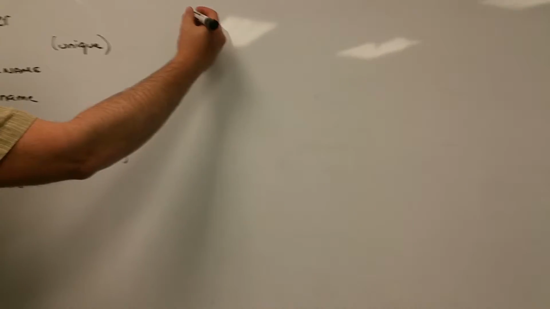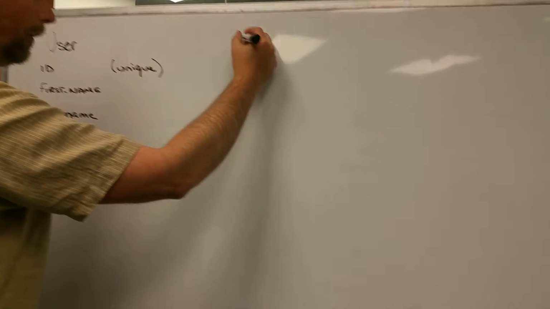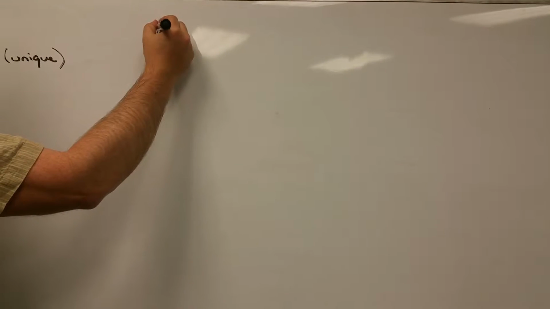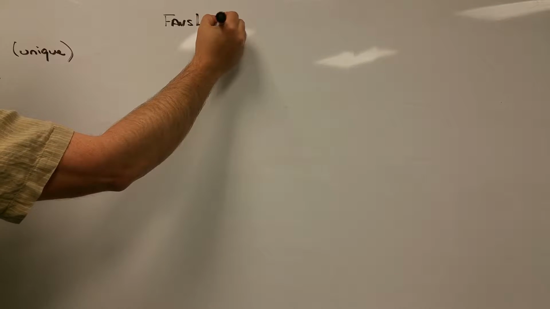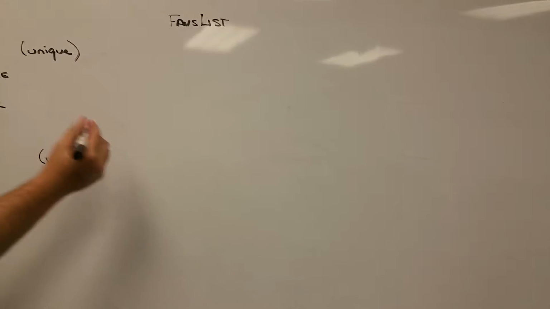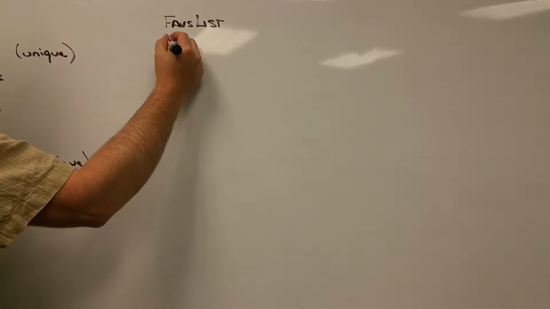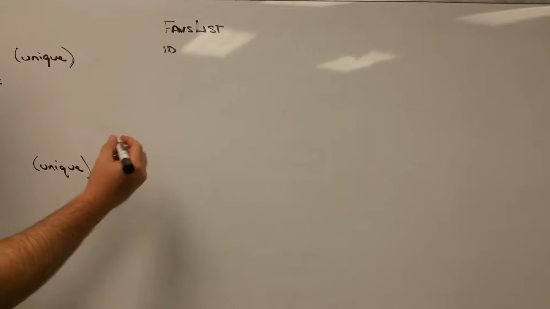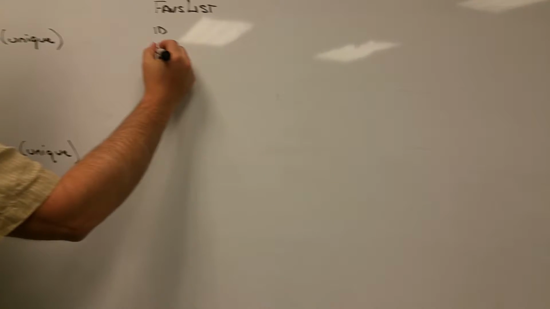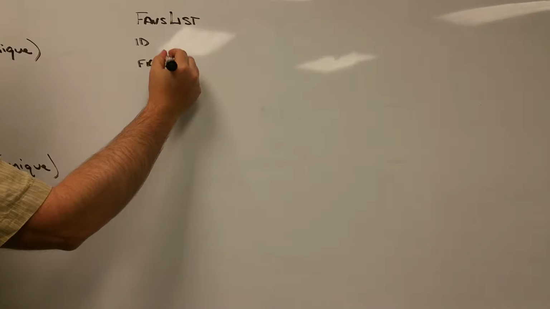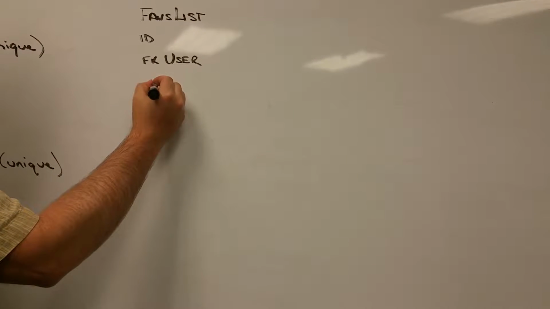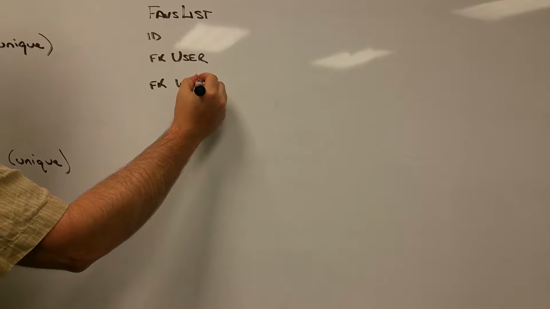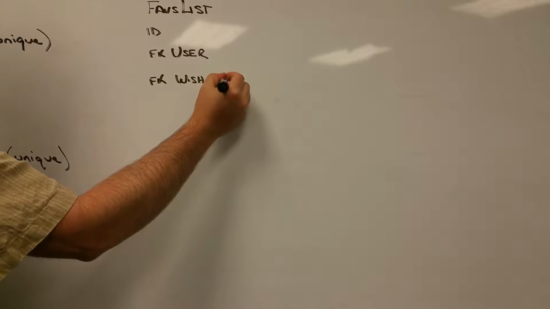All right, so we have a faves list, right? And your faves list has foreign keys from users. It has its own ID because that just automatically gets built. And then it has a foreign key for user and a foreign key for wish list. And that's the important part of that one.